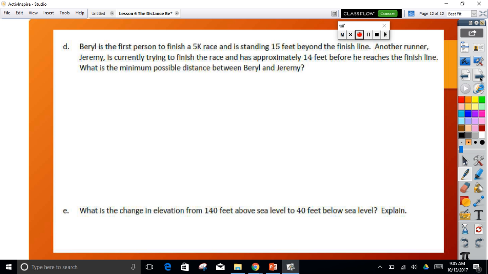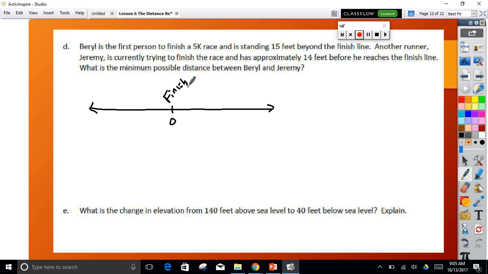This one, I found it more helpful to actually draw a picture first before I wrote the equation. But if you're finding distance, you're just using the distance formula. But still, it's helpful to put it on the number line to see where the points are positioned. So I'm actually going to do that. Beryl, let's say that the finish line is 0. So here's the finish line.